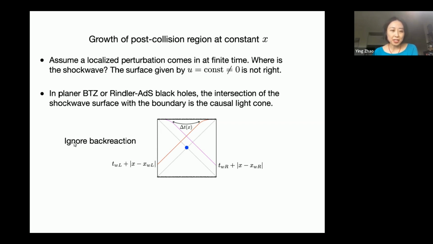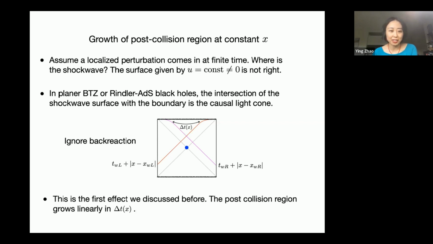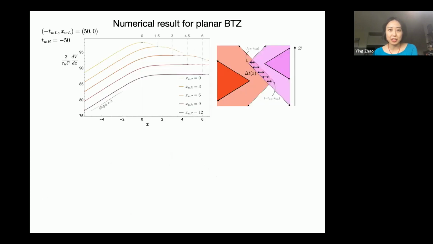So what we mean is that if you ignore back reaction, then this post-collision region is exactly controlled by del T of X. It grows linearly in del T of X. This is the first effect we discussed. If you can ignore back reaction, then the post-collision region grows linearly in del T of X. Now it becomes X-dependent. And as we said before, it's not exactly like this.